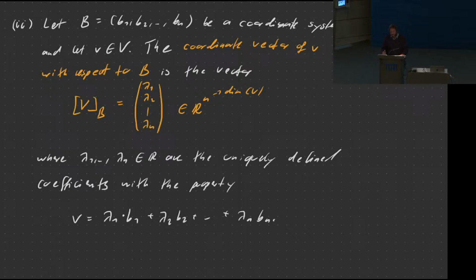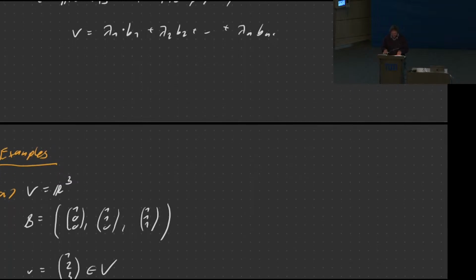Okay, and often instead of a coordinate system, we just speak of a basis and we'll imply that the order is the one that we write down. It's not really precise, but usually people do it like that, so we'll also do it like that.